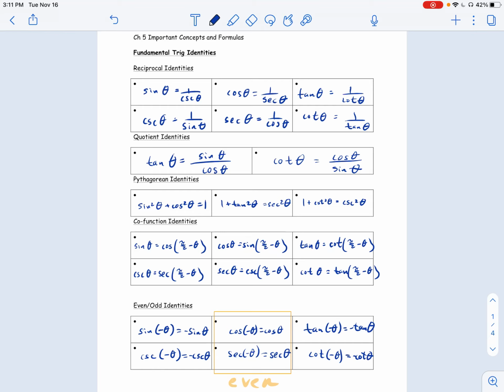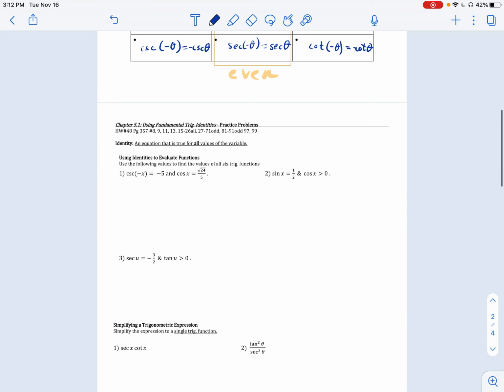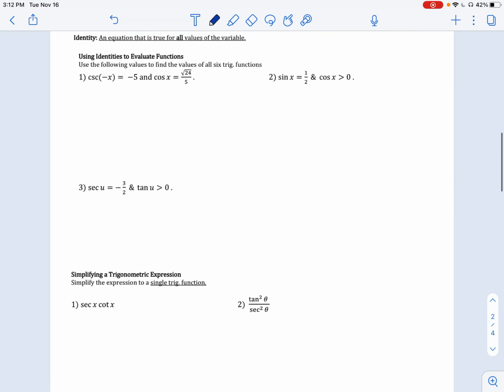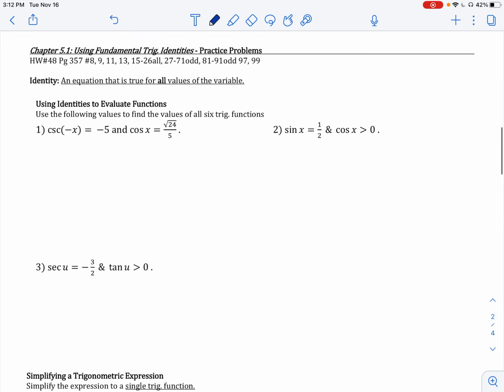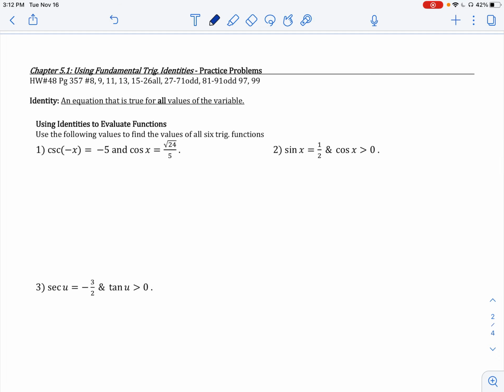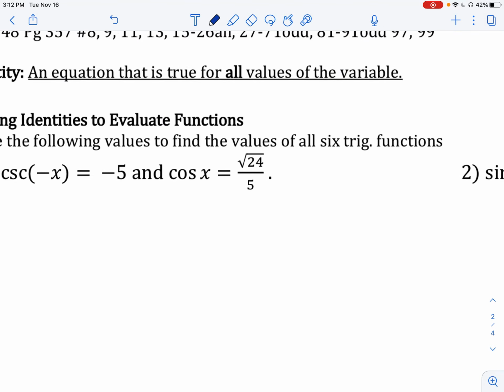And I've already discussed them in previous lessons, so I won't go through deriving them right now, but definitely make sure that you are familiar with these. All right, so let's go through a couple of problems where we are going to be using some of these identities to do various types of tasks, whether it's evaluating functions. So let's start with something like that.